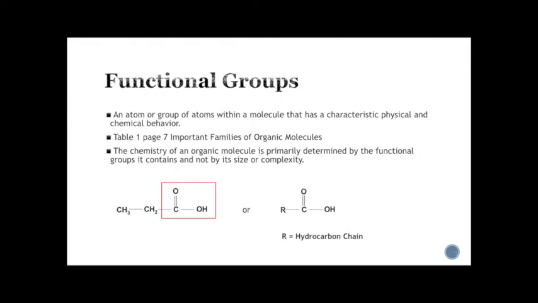Organic compounds are classified into families according to their structural features. And these groups of atoms have similar chemical behavior. So table 1 in your book gives a list of the important families, and we call them functional groups. The chemistry of the molecule is determined by the functional group.